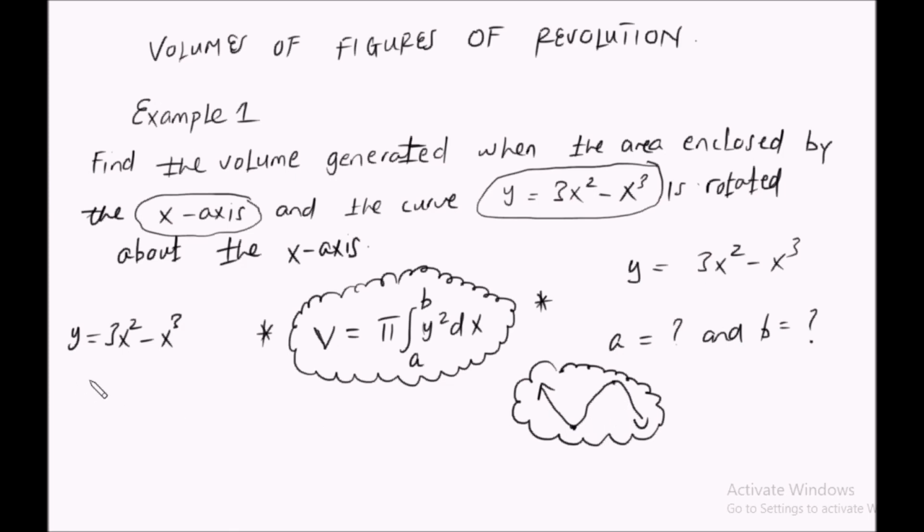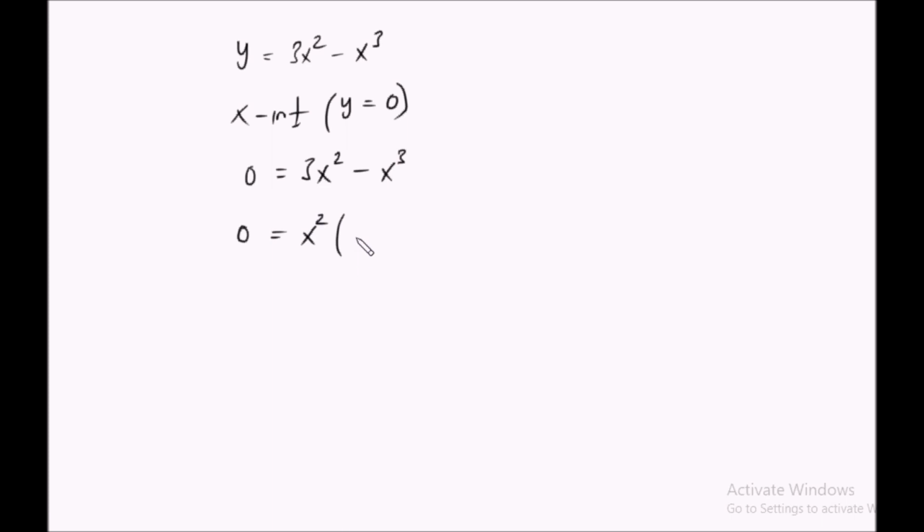So the x intercept is obtained. Let me start a new page. The x intercept is obtained when y is equal to 0. So when y is equal to 0, value of x ni ngapi, okay? So I can factor out here x squared. Nitabaki na 3 minus x.